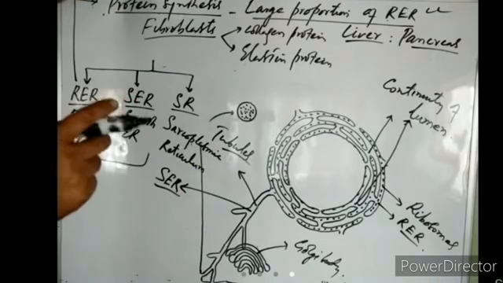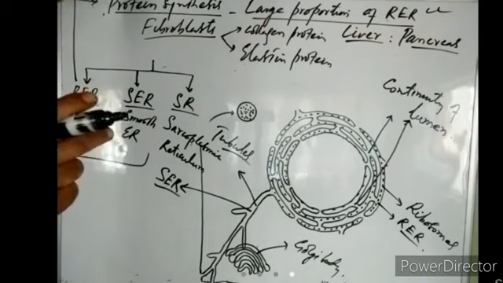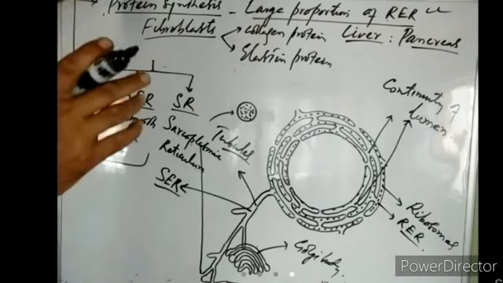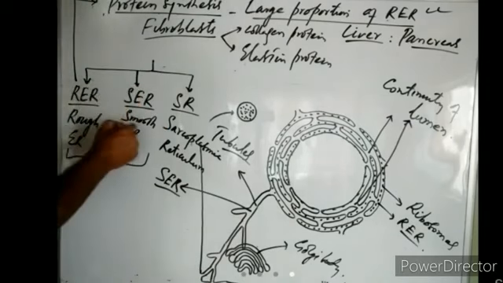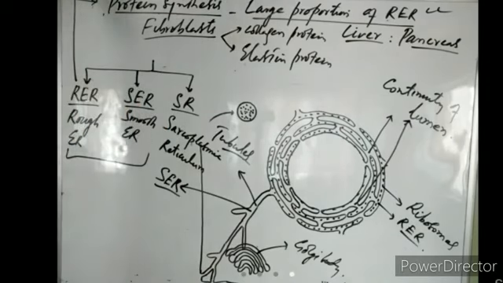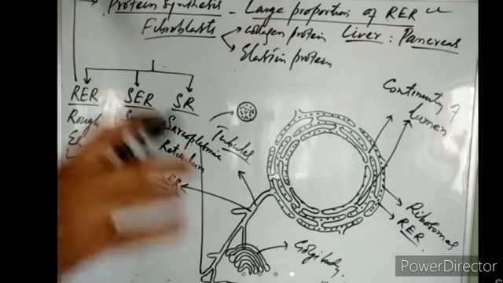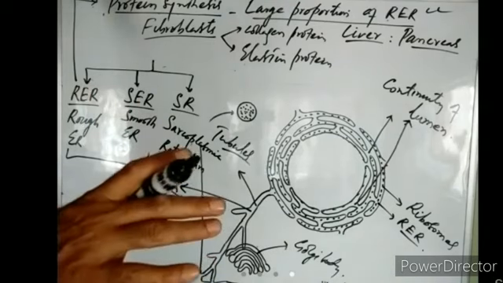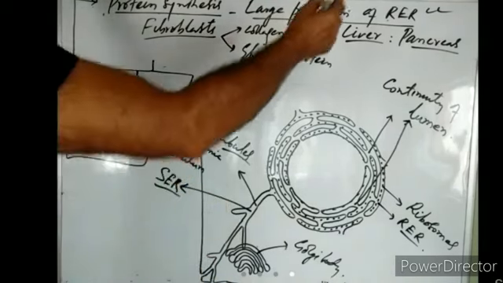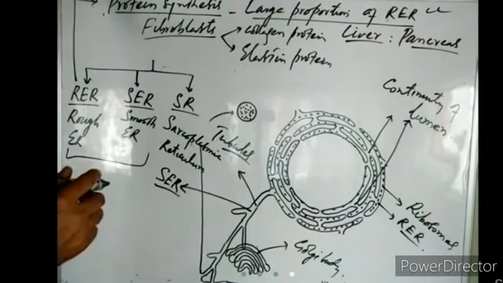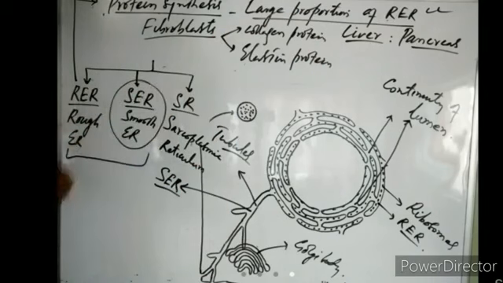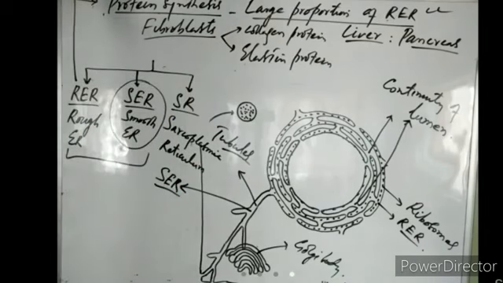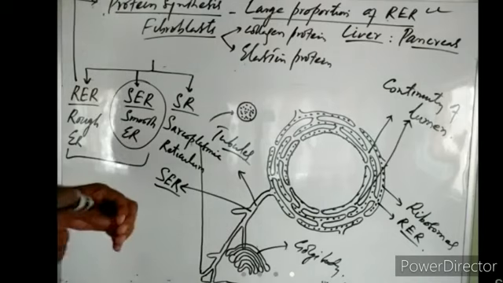So that is the reason why rough endoplasmic reticulum is found in greater proportion in protein forming cells. Where we find SER, as I told you, they are both present together in a cell. But in protein forming cells, RER is in greater proportion. In lipid forming cells, SER, smooth endoplasmic reticulum, is in greater proportion.